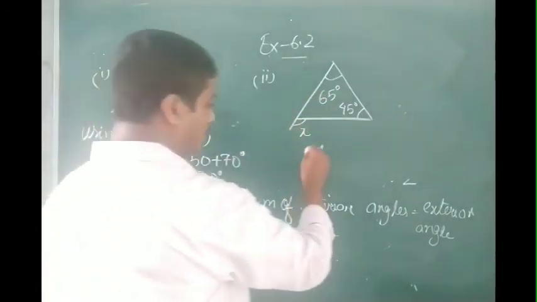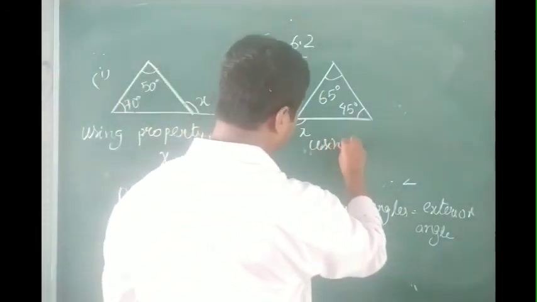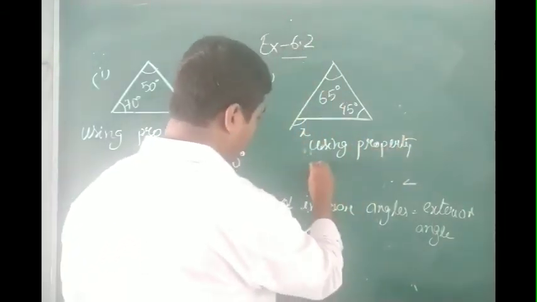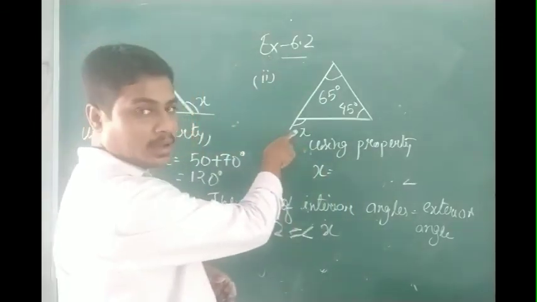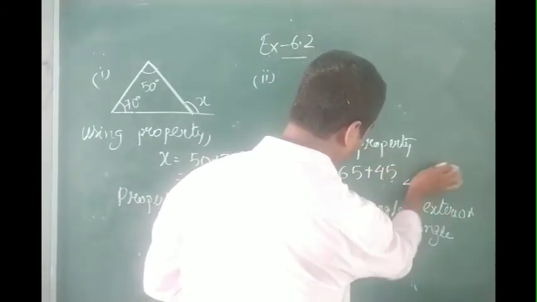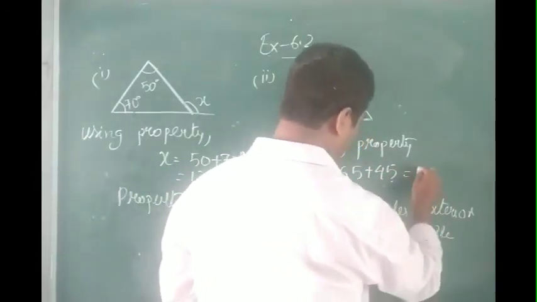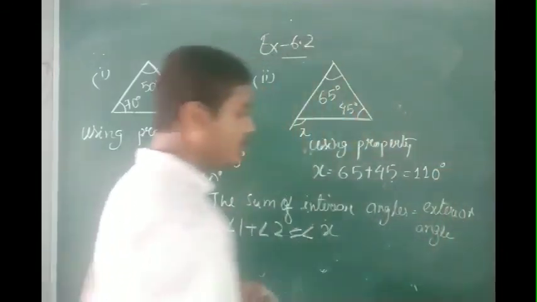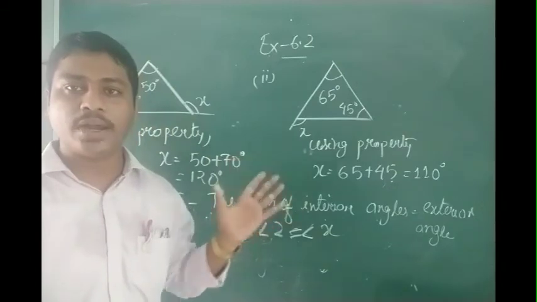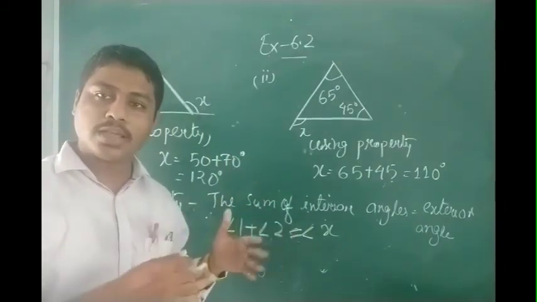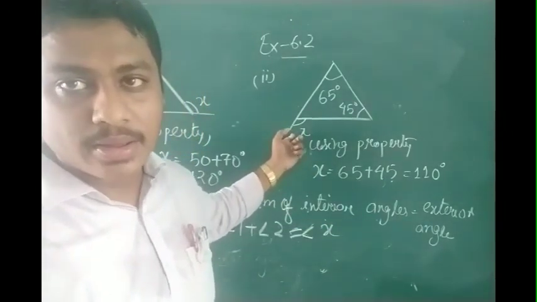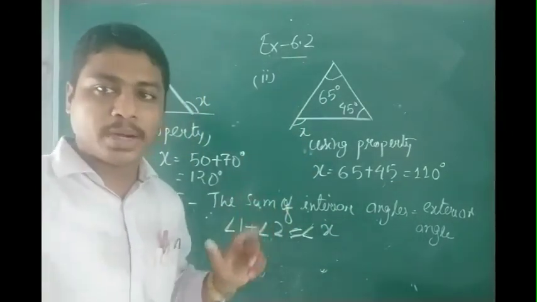Similarly, you go to the other figure. Again, using the property, what will you get? x will be equal to, because this is an exterior angle, the interior angles are 65 and 45. 65 plus 45 will be equal to 110 degrees. Okay, if you see the rest of the questions also, question numbers 3, 4, 5 or 6, almost all the questions are exactly the same. We have to find the exterior angles. Okay, so let me go to question number 2.